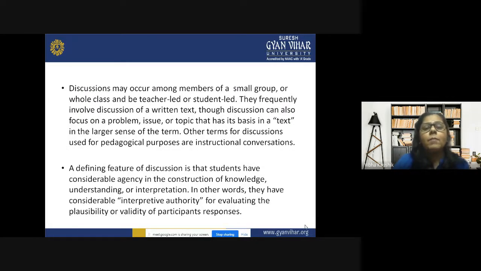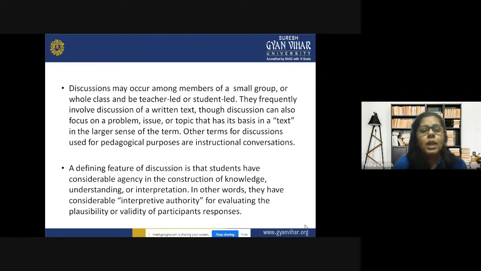Discussion may occur among members of a small group, means discussion can be done among members of a small group, or the whole class can be participating in that discussion, and it can be teacher led or student led. It can be teacher led or it can be where the student is leading the discussion. They frequently involve discussion of a written text.